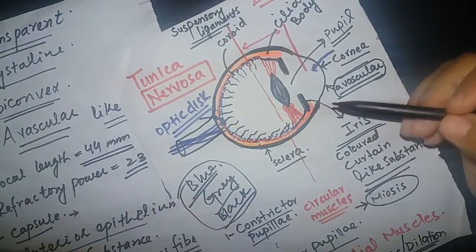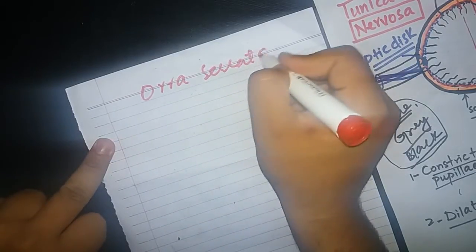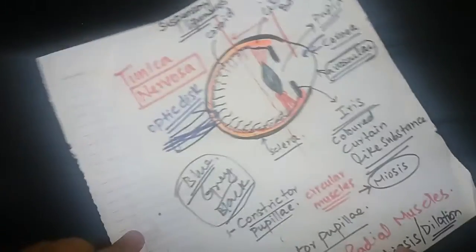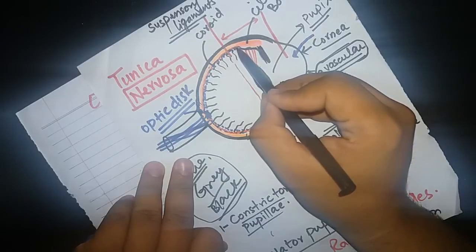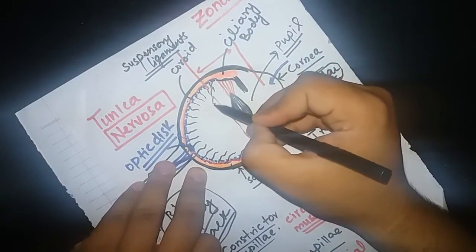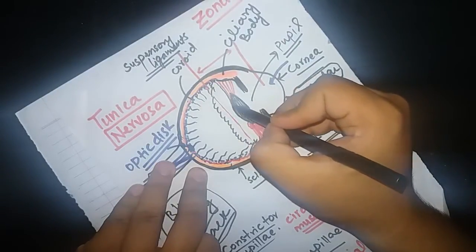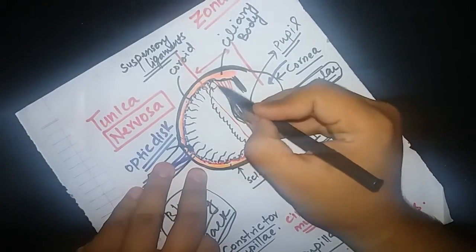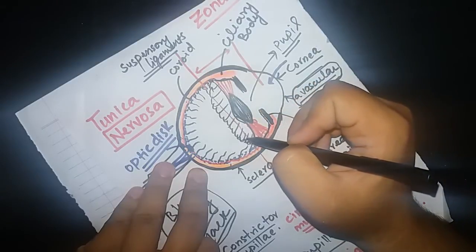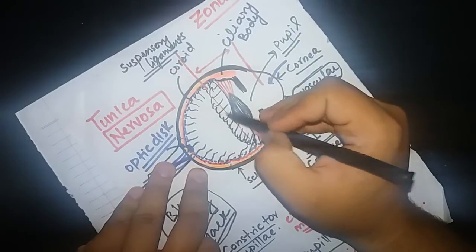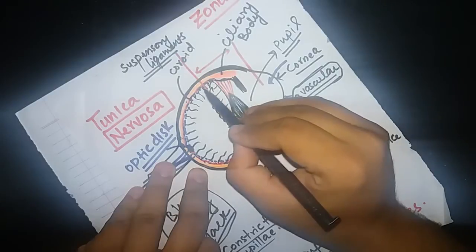Now, there is a very important structure called the ora serrata. When the retina goes here, it basically stops here, and a structure is made up here behind the lens. These are finger-like projections, and this structure is known as the ora serrata, where the pigmented layer and the neural layer of the retina stop.